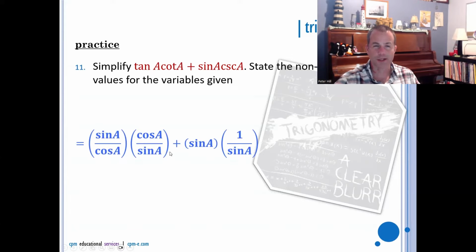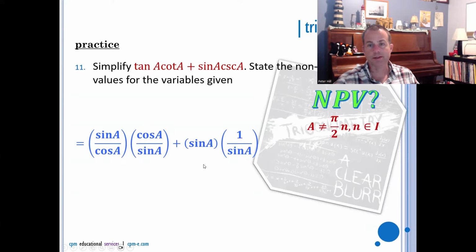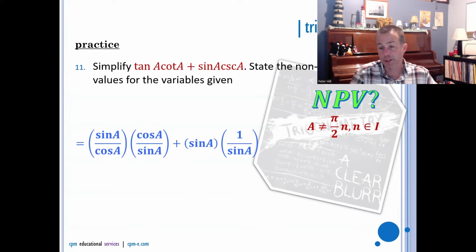Okay, so the first thing I did there was just I wrote it all as sine and cos, just so I could see what's on the bottom of fractions. So NPVs, I've already said that. A can't be pi over 2n, where n is a member of the integers. Again, restrictions, NPVs, I don't care what you call them, they have to be written in general form.